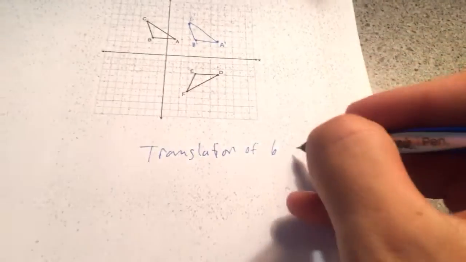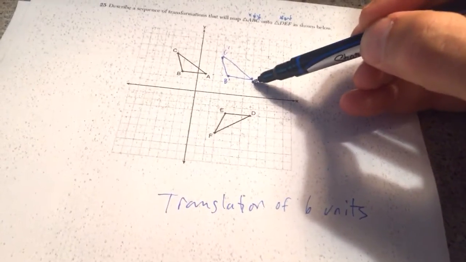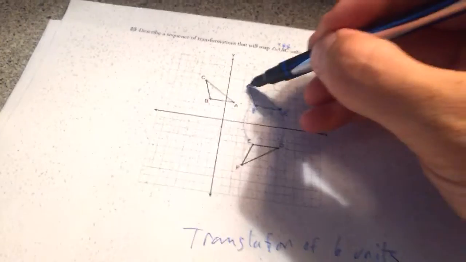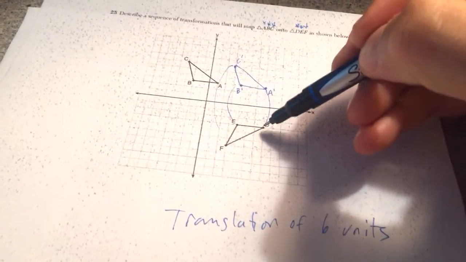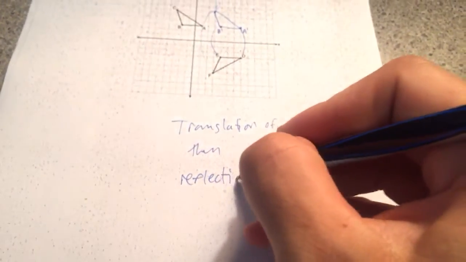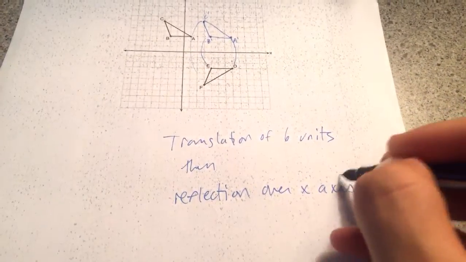of 6 units. And then what it looks like it does, since all these are the same distance away from each other, well, I should say A is the same distance of D and B is the same distance as E, then it's going to be a reflection over the x-axis.